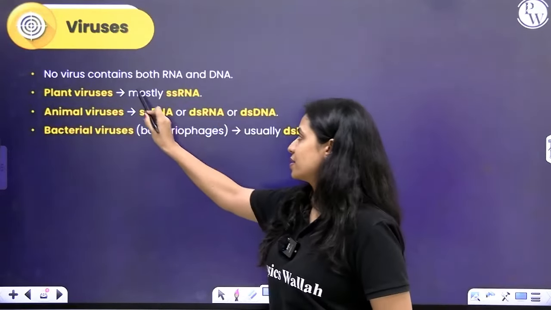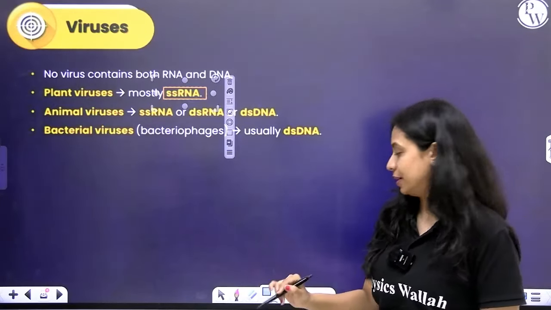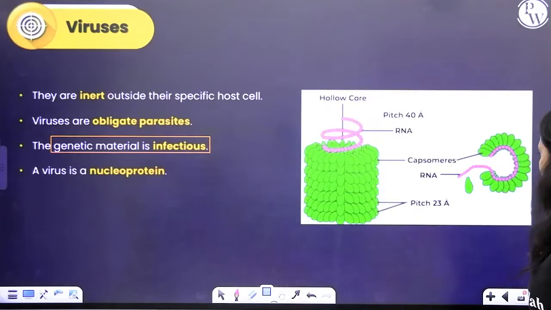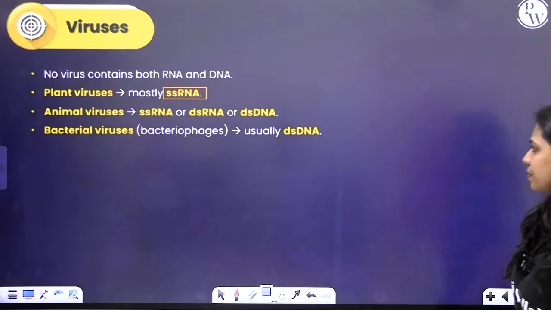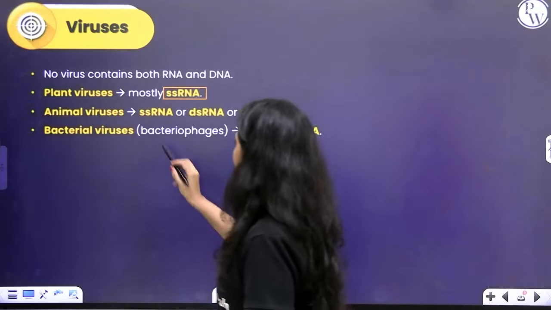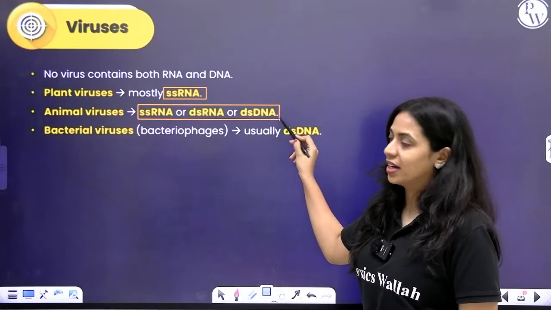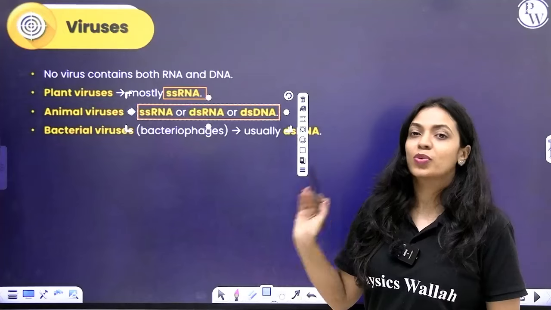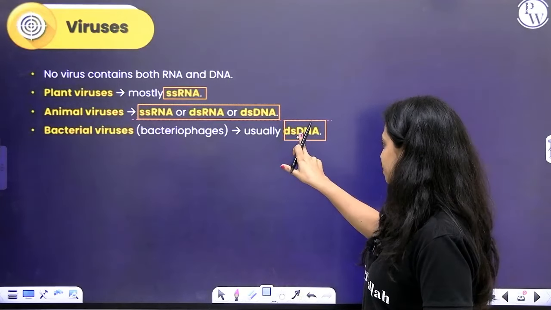Generally, plant viruses have single-stranded RNA as the genetic material. What we saw here is a plant virus, tobacco mosaic virus. It has single-stranded RNA as the genetic material. Animal viruses can have single-stranded RNA or double-stranded RNA or double-stranded DNA. Bacterial viruses, which we call bacteriophages, usually have double-stranded DNA.